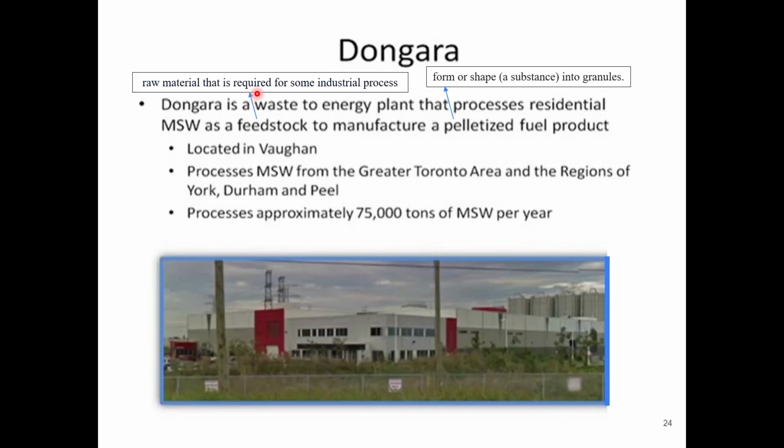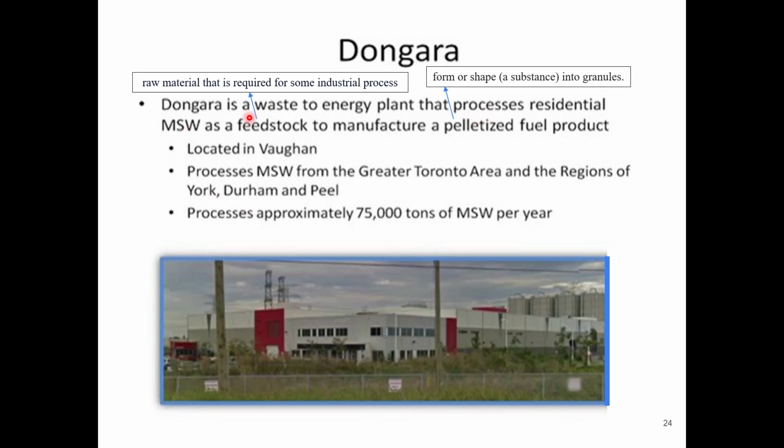So let us take an example. Let us take the example of Dongara. Okay, so this is basically a waste to energy plant that processes residential MSW, that is municipal solid waste, as a feedstock to manufacture a pelletized fuel product. Okay, feedstock is basically raw material required for some industrial process, and pelletized is basically any form or shape in granule type. So any granule type form or shape is pelletized.